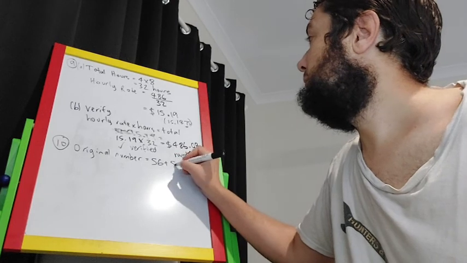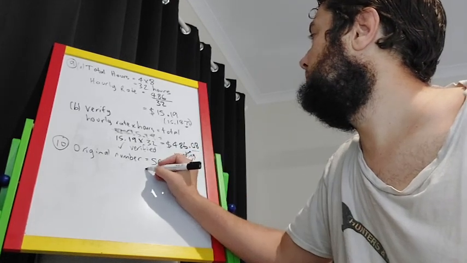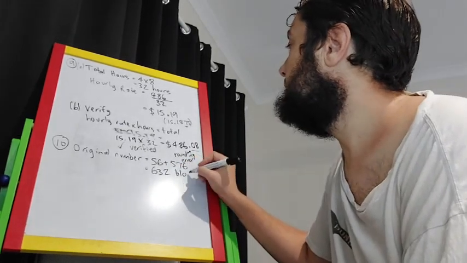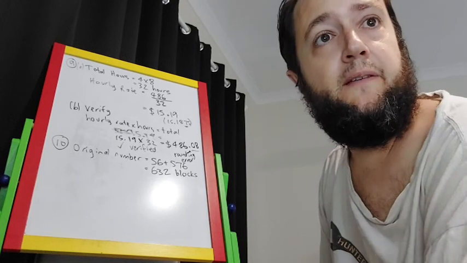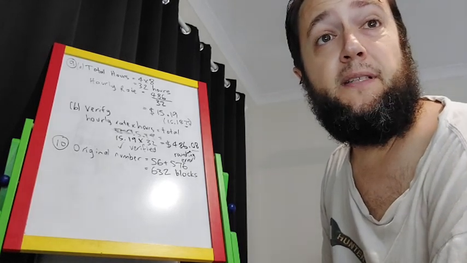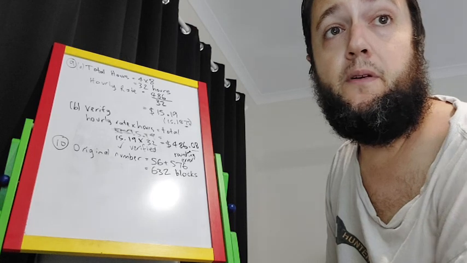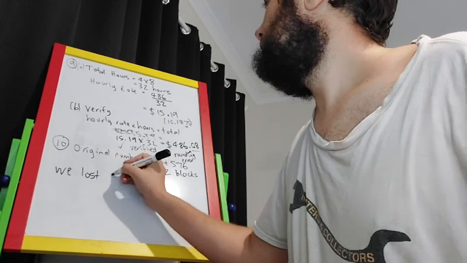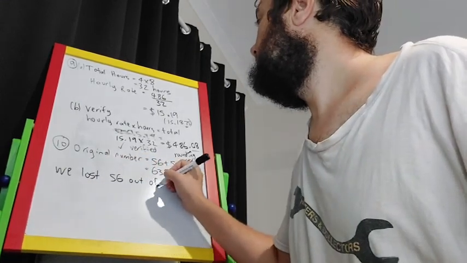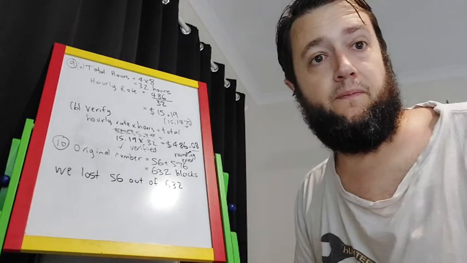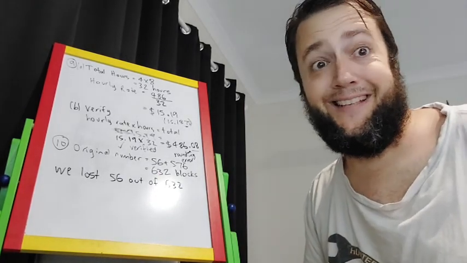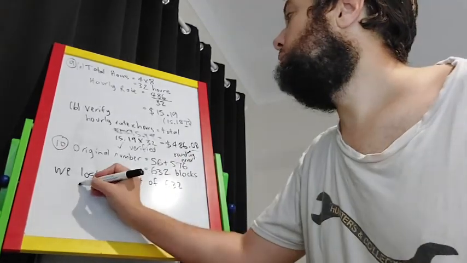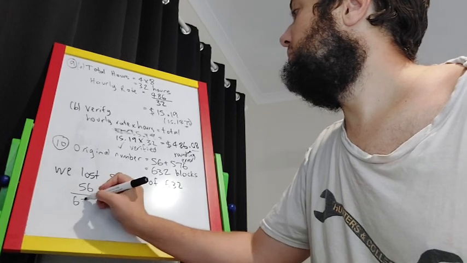So 56 plus 574 is 632. So originally there were 632 blocks. Now it asks for what percentage of the original number were lost. Let's think about this logically. We lost 56 out of 632. That sounds like a fraction to me. Sounds like division, sounds like a fraction. I'm happy with either of those interpretations. Either way, you're going to get 56 out of 632.